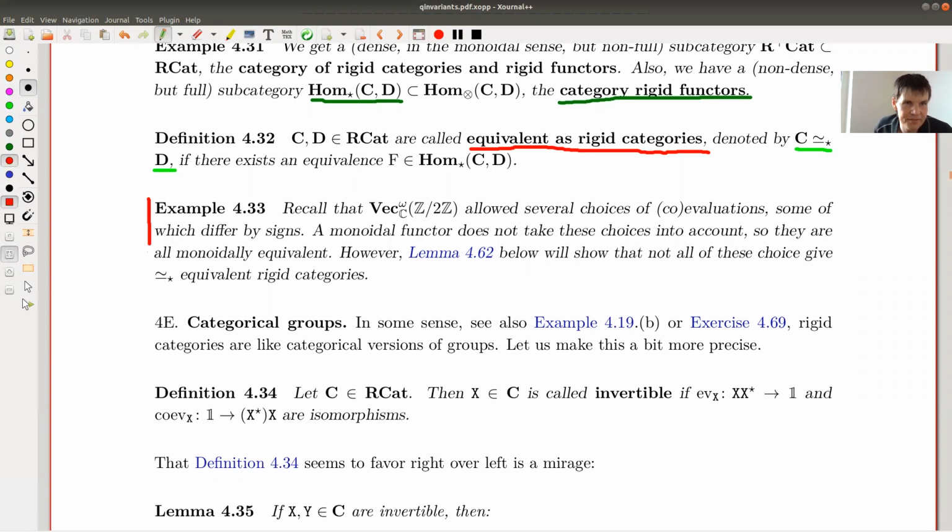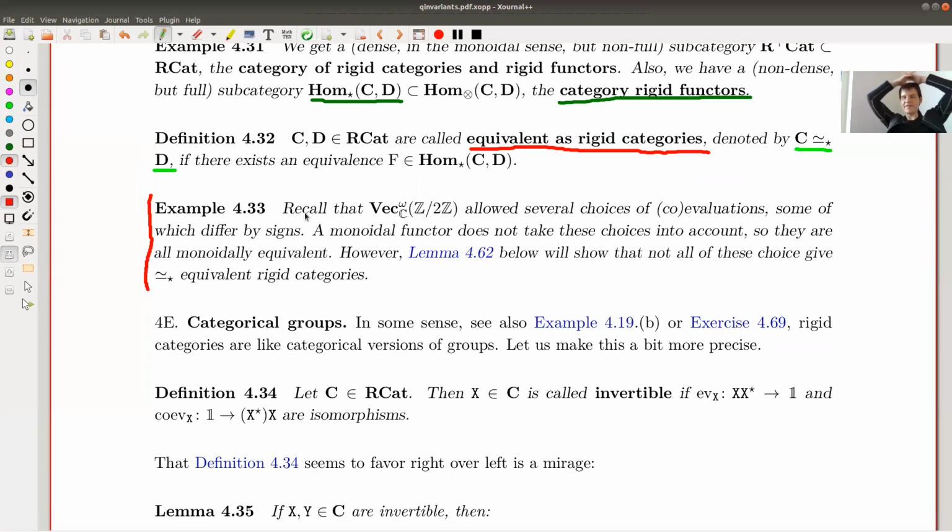And exactly why you do it is because there is some choice involved regarding the evaluation and co-evaluation maps. Okay. So far so good.